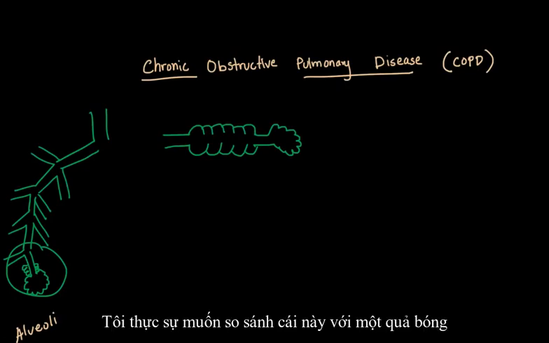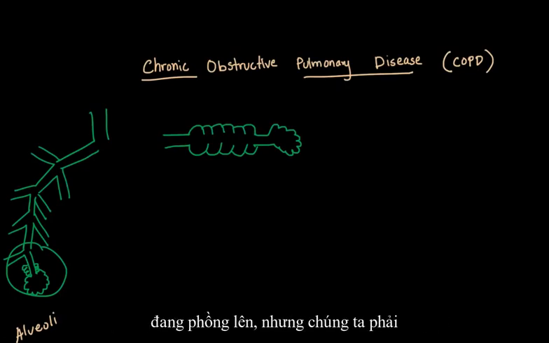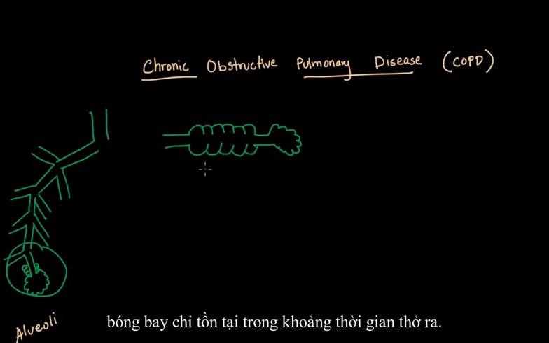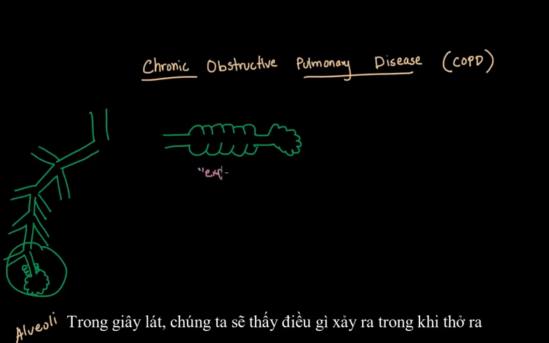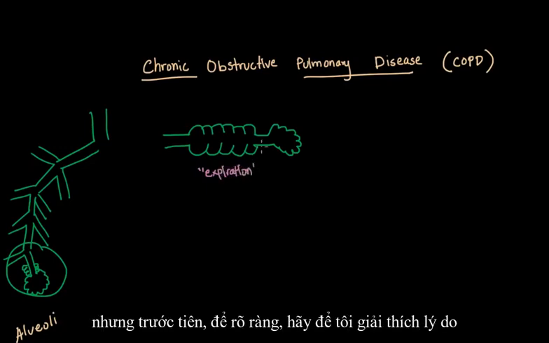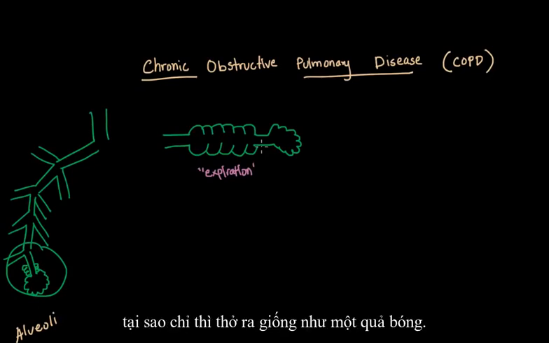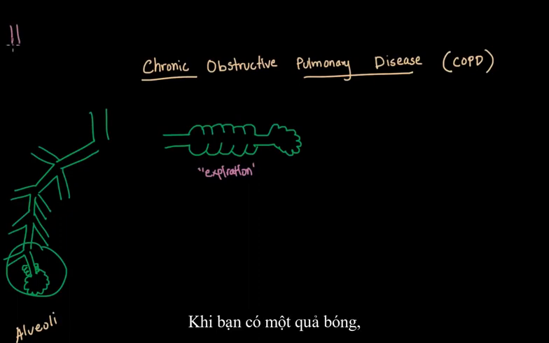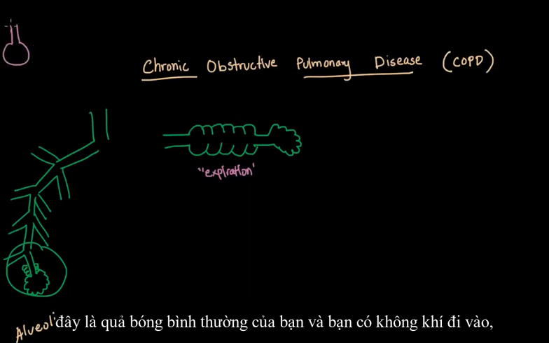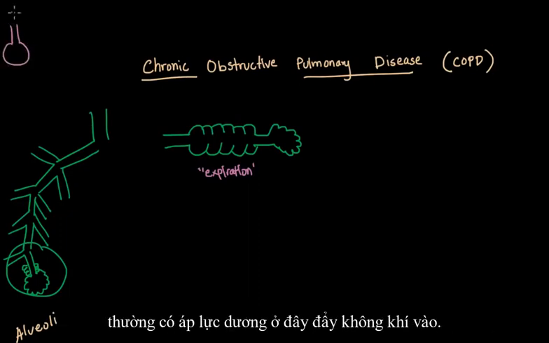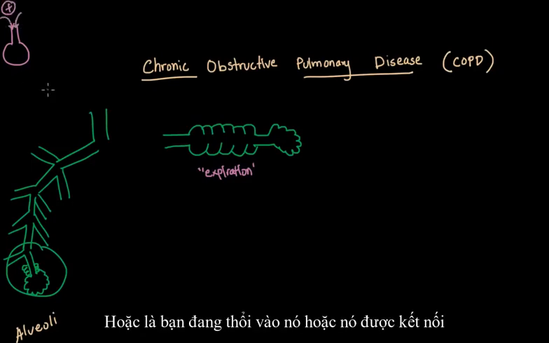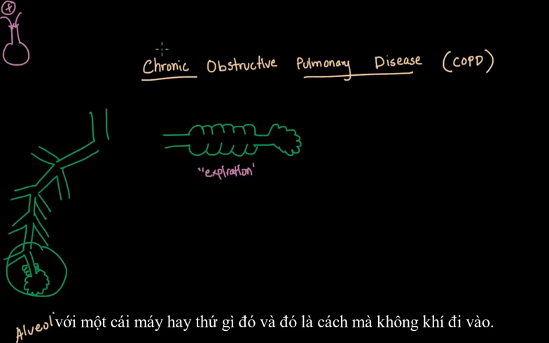Now I'm really tempted to compare this to a balloon that's blown up, but we have to keep in mind that the comparison between lungs and balloons only exists during expiration. So in a second we'll see what happens during expiration, but first, just to be clear, let me explain why it's only on expiration that it's like a balloon. Because when you have a balloon, this is your regular balloon and you have air going in, usually there's positive pressure out here putting air in. Either you're blowing into it or it's hooked up to a machine or something, and that's how air gets in.